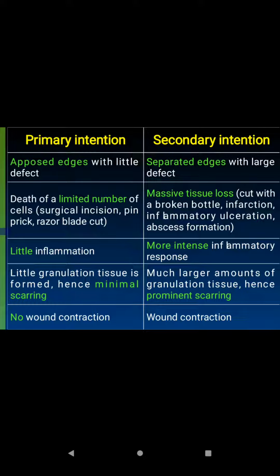S for scarring. In primary intention, there is minimal scarring. In secondary intention, scarring is predominant. So there is increased scarring and there is large amount of granulation tissue that leads to scar formation.